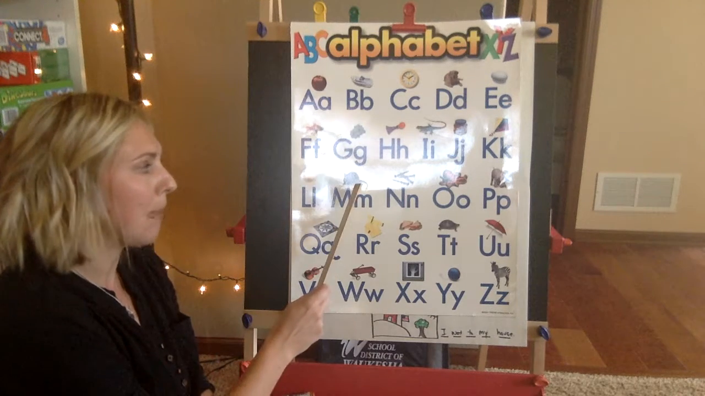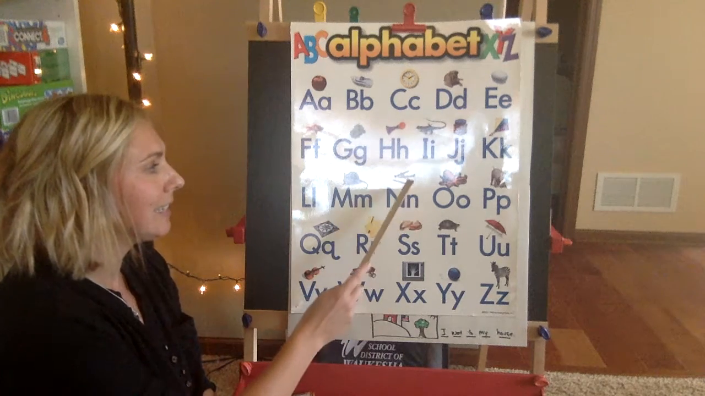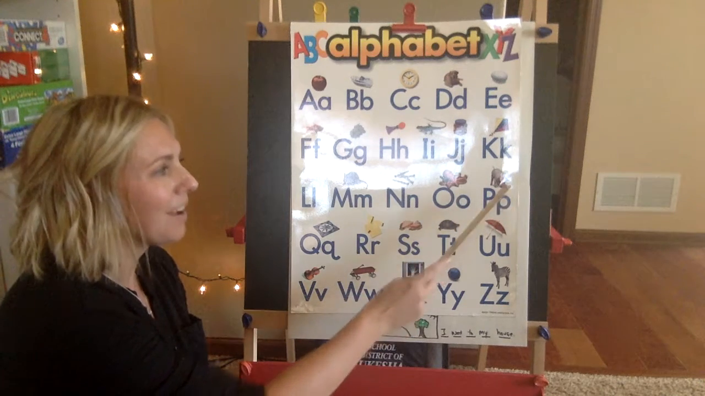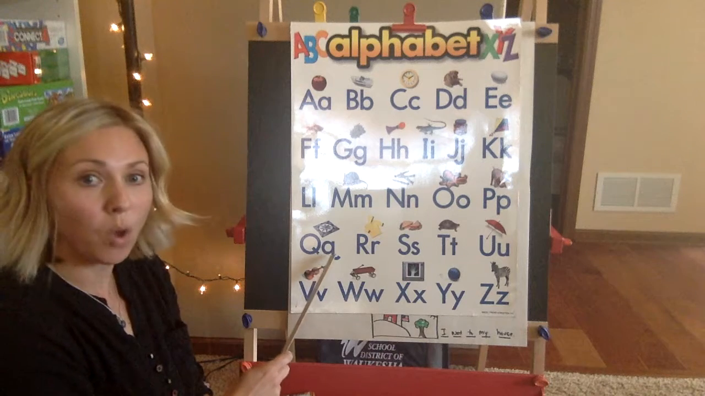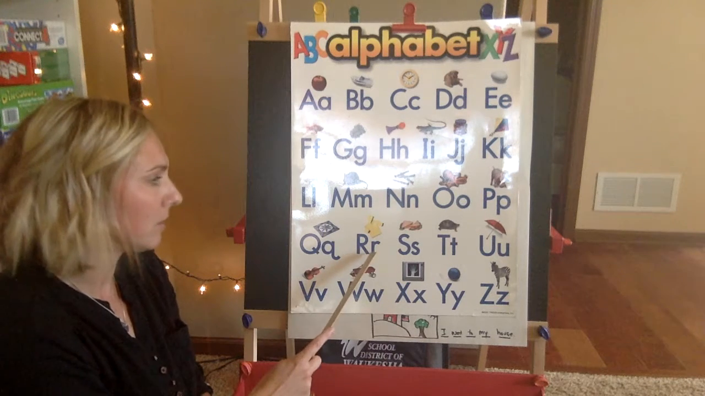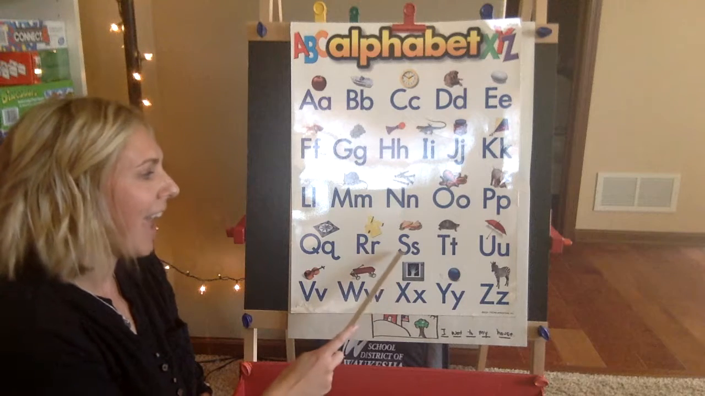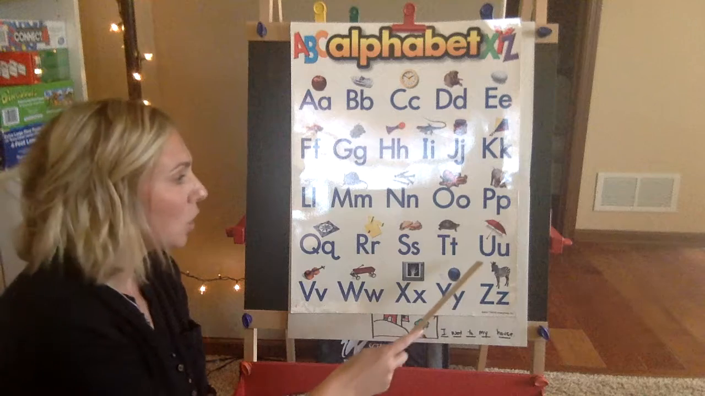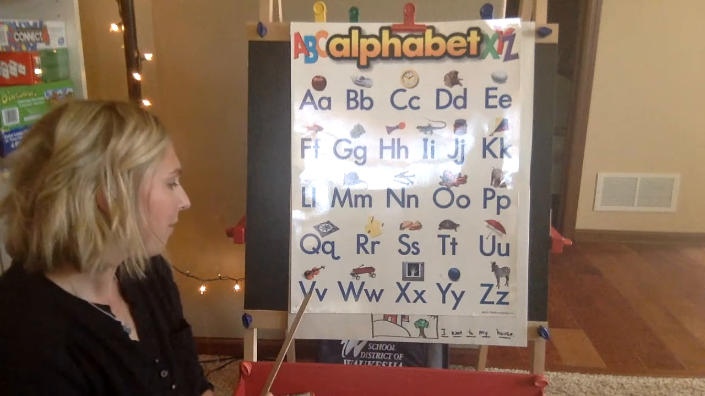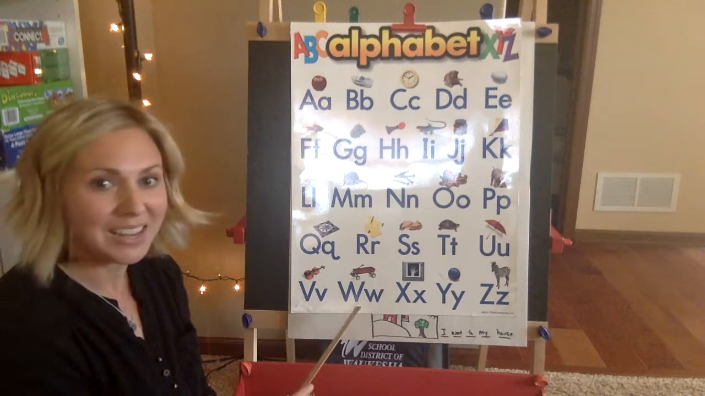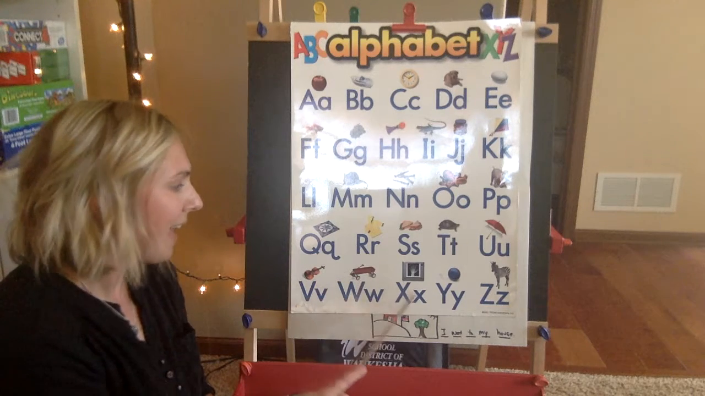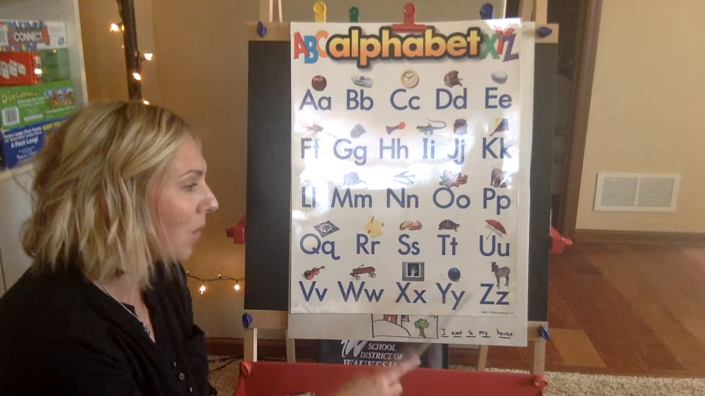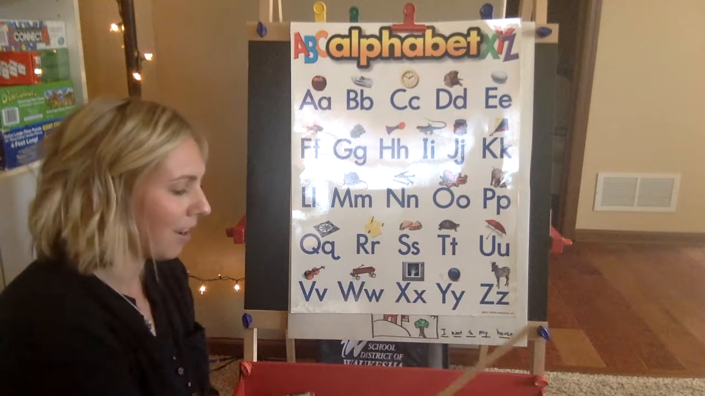M, mouse. N, nail. O, octopus. P, pig. Q, quilt. R, rain jacket. S, sandwich. T, turtle. U, umbrella. V, violin. W, wagon. X, X-ray. Y, yo-yo. And Z, zebra.